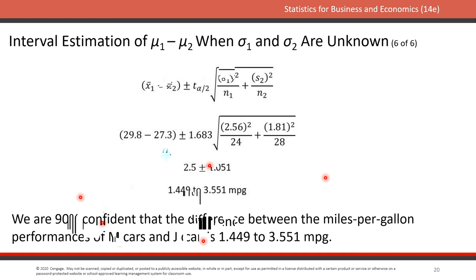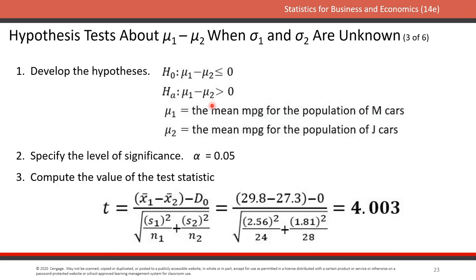So again, we're going to have group 1 be the M cars, and we're seeing if M is bigger than J. That's our directional hypothesis for this particular situation. Plugging in the values just into the equation, I get a T value of 4.003.